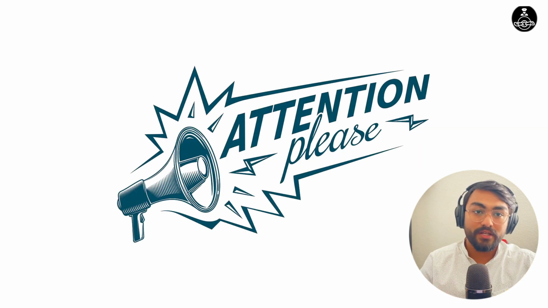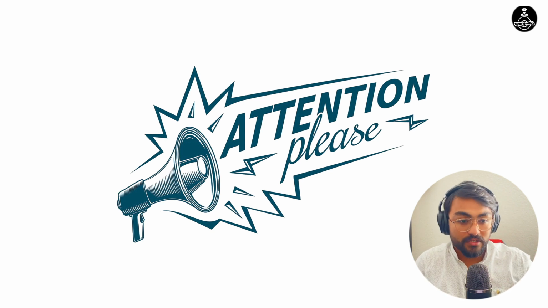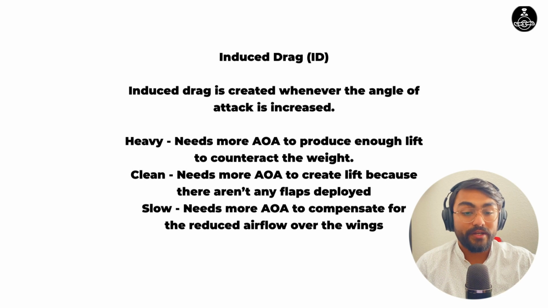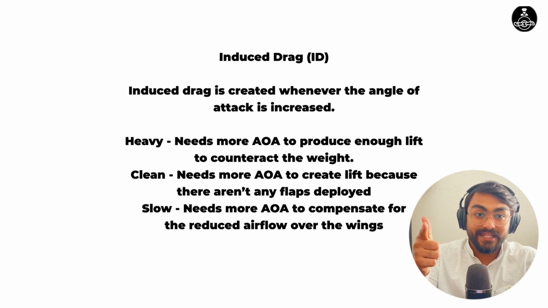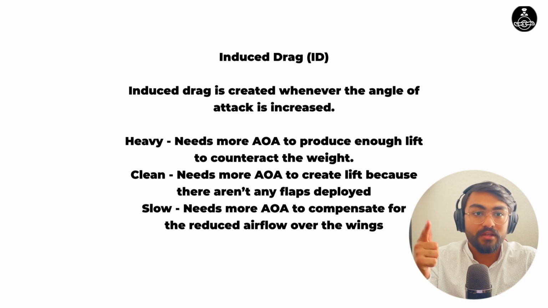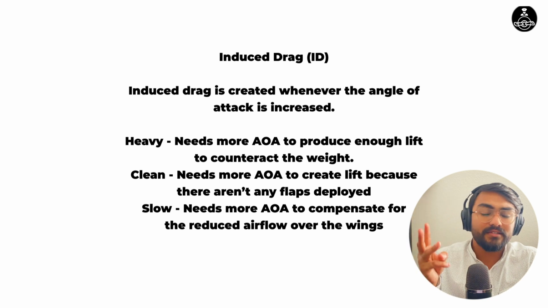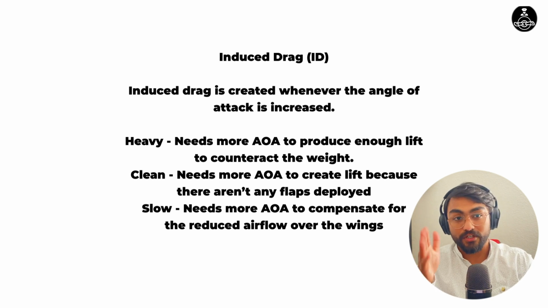So now that we know what induced drag is and how it is generated, let's take a look at two or three other important things. First, induced drag is created whenever the angle of attack is high. The three common reasons for high angle of attack are heavy aircraft, clean aircraft, which is not having any flaps that produce additional lift, and slow aircraft, since it requires higher angle of attack to create lift sufficient enough to keep it in the air. Think slow flight. These three configurations, heavy, clean, and slow, are usually associated with high amounts of induced drag.